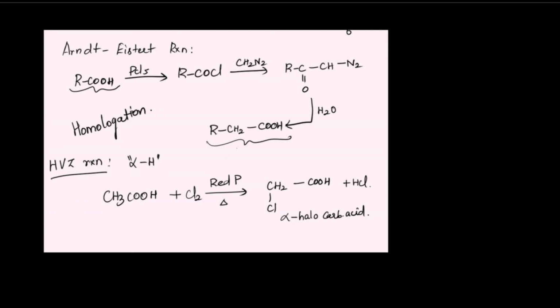Arndt-Eistert synthesis, it is a homologation reaction. What is that? One extra carbon will be added over there in the product. So RCOOH is reacting to form RCH2COOH. Then the Hell-Volhard-Zelinsky reaction, HVZ reaction, which is having the alpha hydrogens, like we said for aldol. With red phosphorus and Cl2, it is forming alpha halocarboxylic acid.